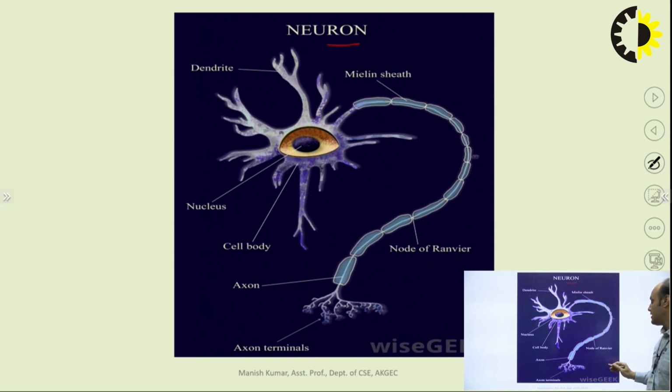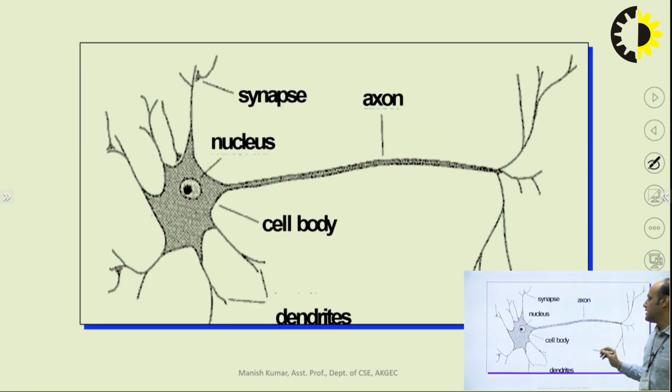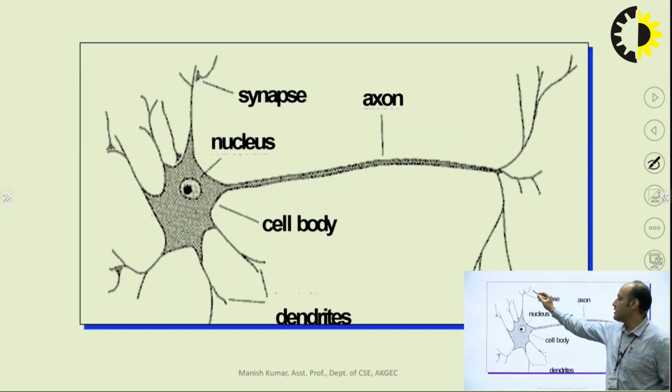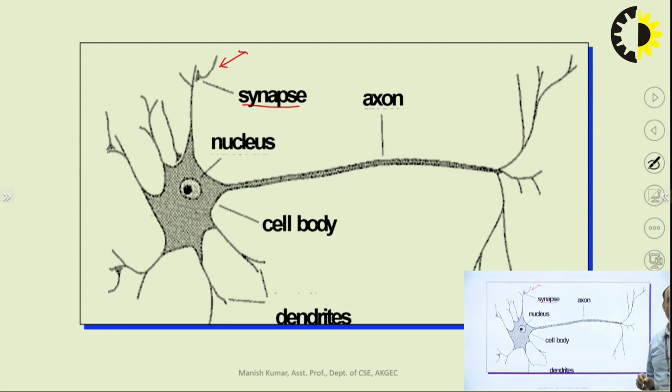This is a simple model of a neuron which consists of dendrites, a nucleus, a cell body, an axon, and synapses. Each neuron connects with another neuron with the help of these synapses. So this is a diagram, and inspired by this diagram, the artificial neural network has been made.